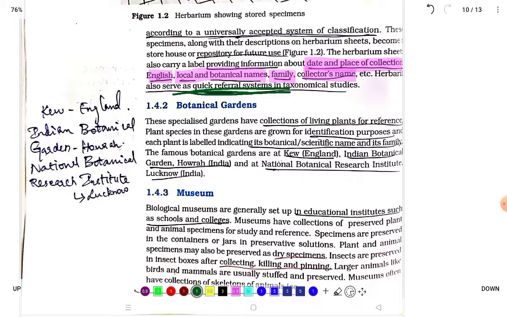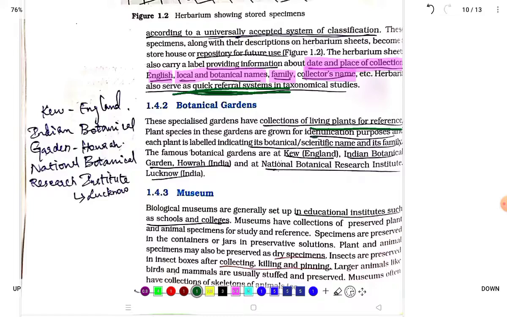Next comes the botanical garden. Collection of living plants. In herbarium, the dead and dried plants are stored and preserved, whereas in botanical gardens it is living plants for reference, okay. Plant species in these gardens are grown for identification purposes and each plant is labeled indicating its botanical or scientific name and its family, okay.